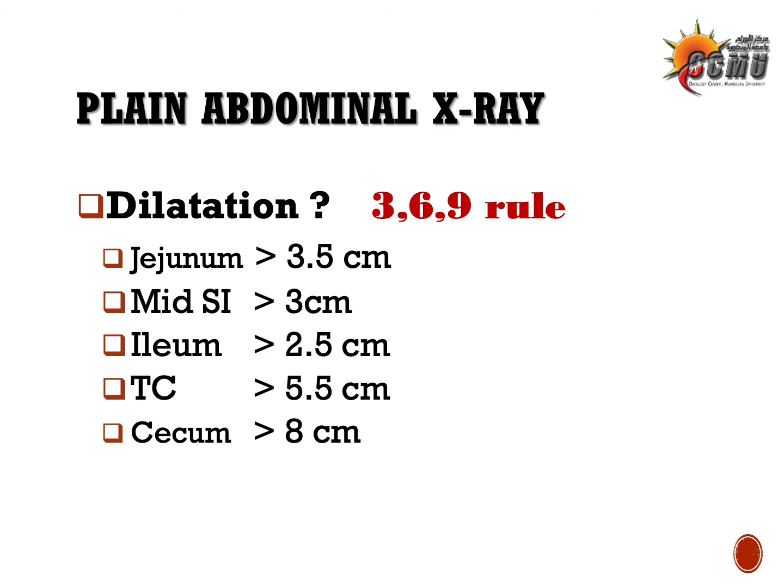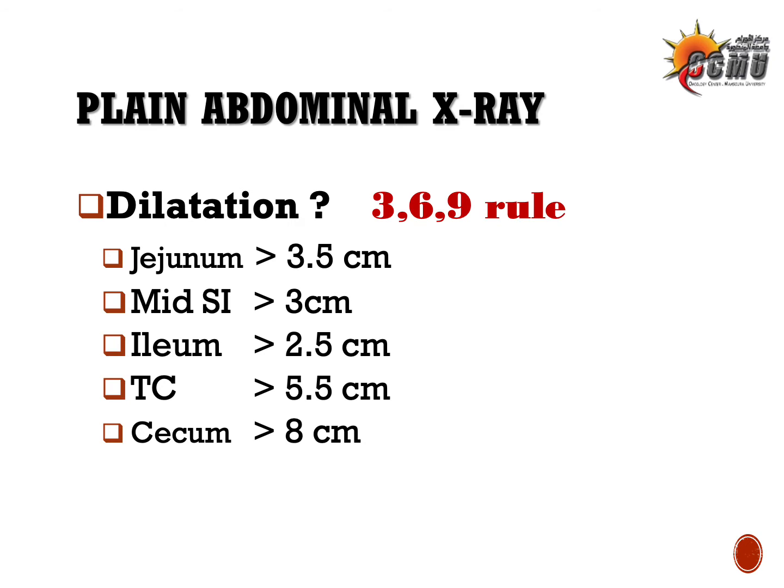So if the small intestine is dilated beyond 3 centimeters in an X-ray film, this means that this part of the bowel is abnormally dilated. That is 3 centimeters for the small intestine, the jejunum or ileum. If any part of the colon except the cecum is dilated beyond 6 centimeters, this means that this is an abnormal dilatation in this segment.